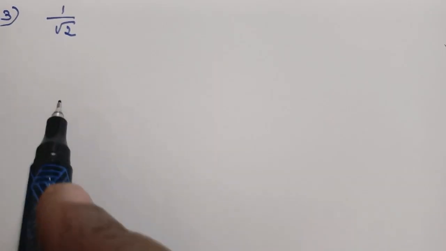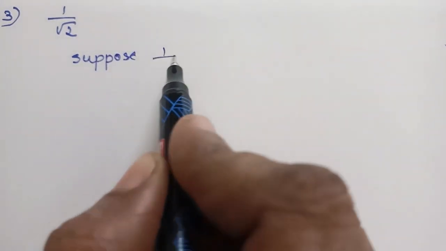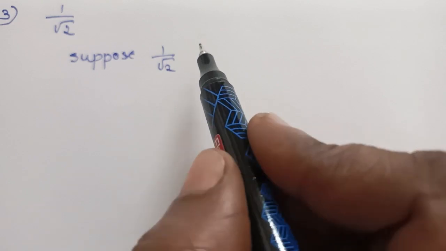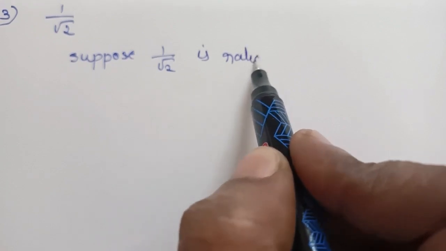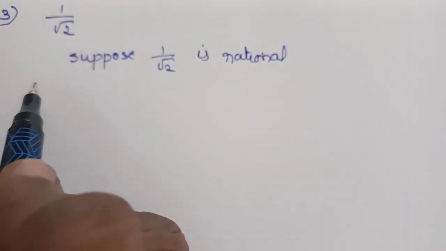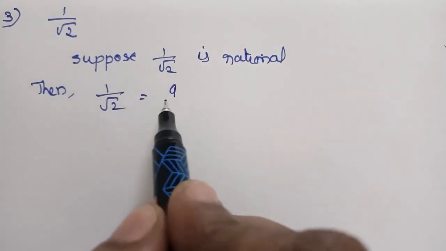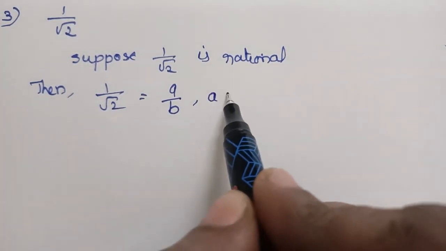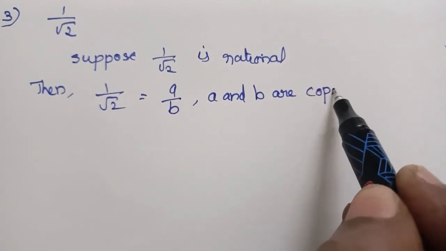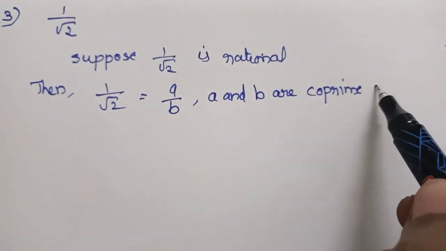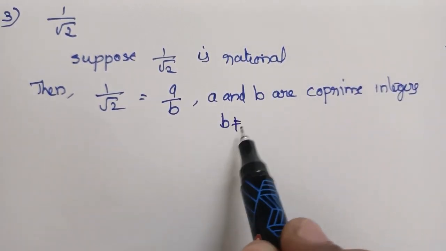Third question, 1 by root 2. We have to prove that 1 by root 2 is an irrational number. Suppose 1 by root 2 is rational. Then we have 1 by root 2 equal to a by b, where a and b are co-prime integers with b not equal to 0.